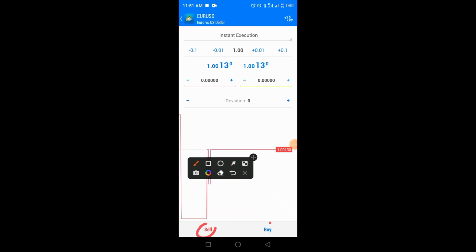Okay, so this is the execution phase, and on the execution phase, this is where you'll be able to input your stop loss, your take profit, and then your lot size. Okay, I'm going to make a video on how to set your stop loss, how to set your take profit, and then how to select your appropriate lot size.